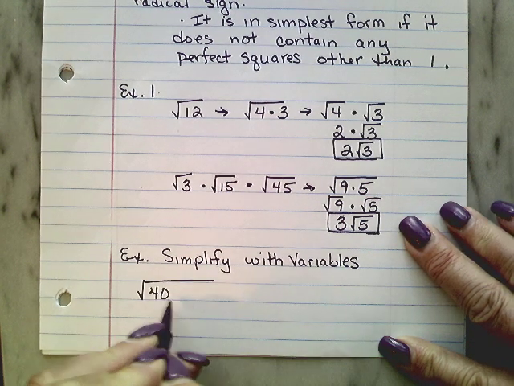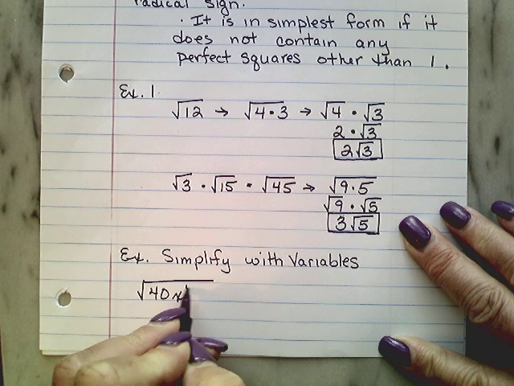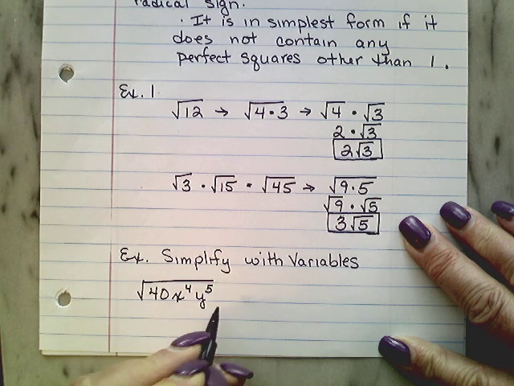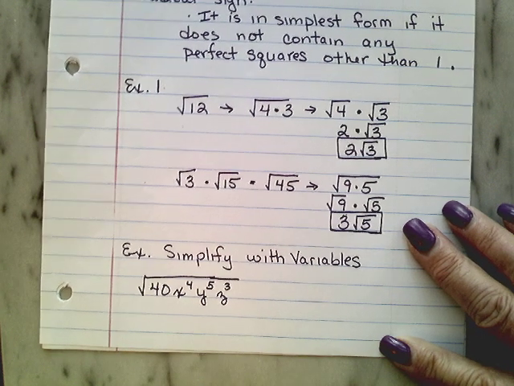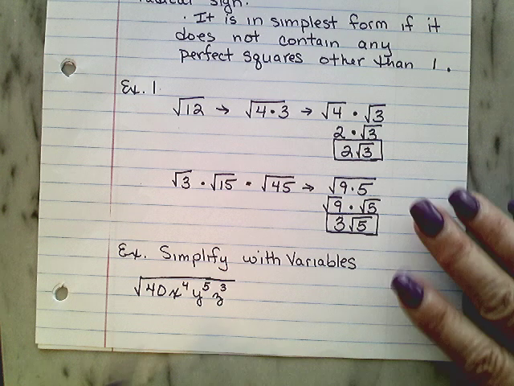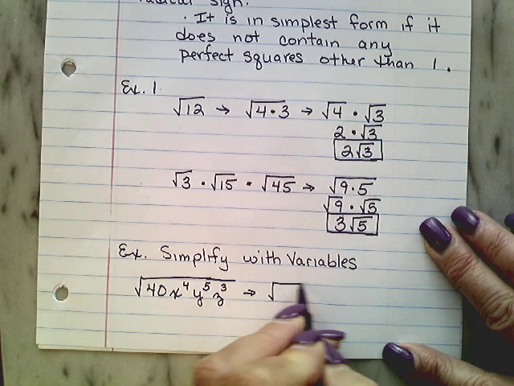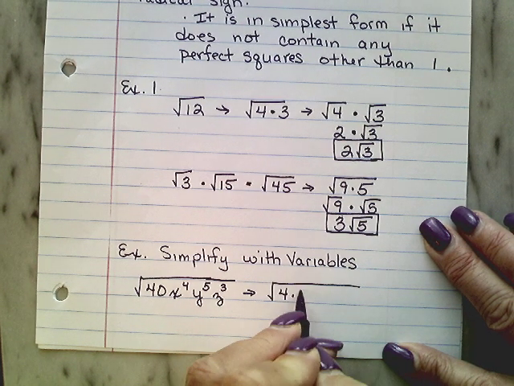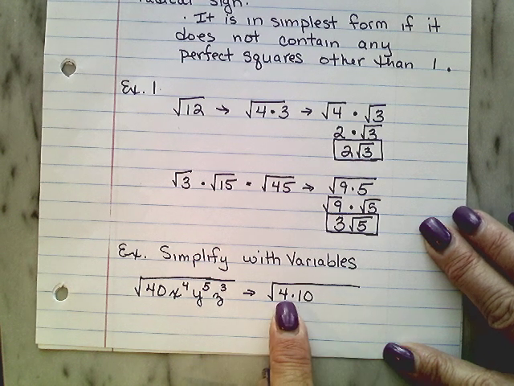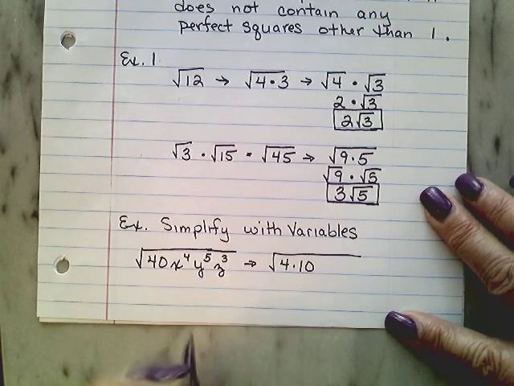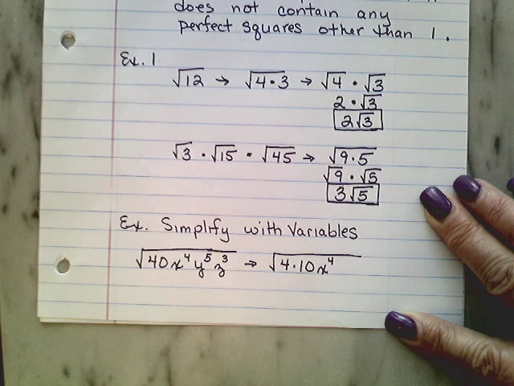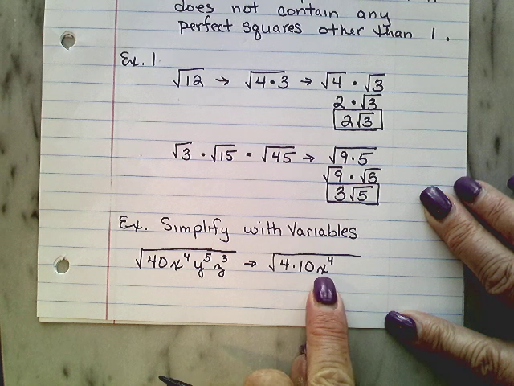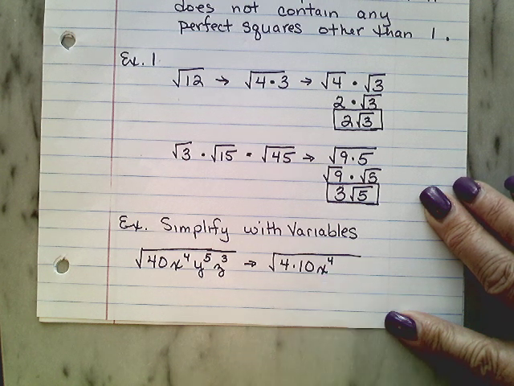So the example would be the square root of 40x to the fourth, y to the fifth, and z to the third power. I would break that down: 4 times 10, because 4 is a perfect square. Now let's break down our variables. X to the fourth can stay the way it is because that's even. If I take the square root of that, there's 4 of them here, so to take the square root, I would end up with 2 of them.